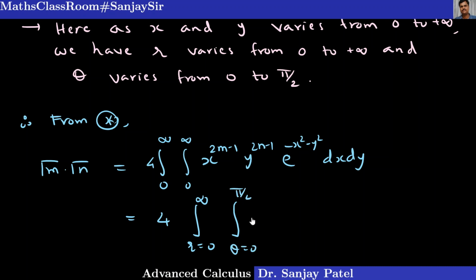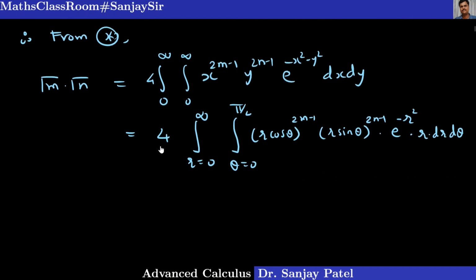What is x? X is r cos theta. So I will write here r cos theta raised to 2m minus 1. Y is r sin theta, this raised to 2n minus 1 into e raised to minus r square, because x square plus y square is r square, and dx dy is replaced by r into dr d theta, as we have mentioned earlier. Okay, so we'll get this double integral transformed into the polar coordinate system.